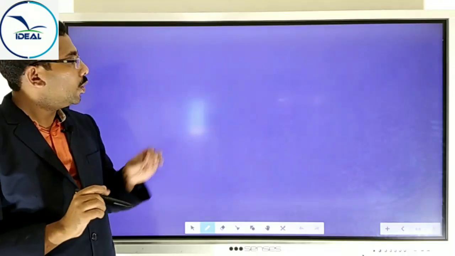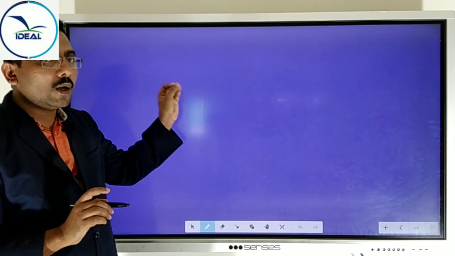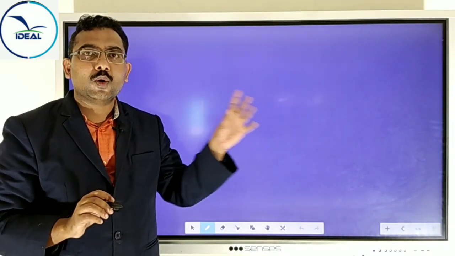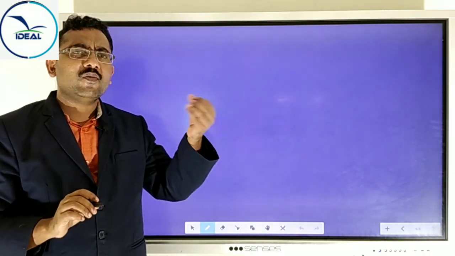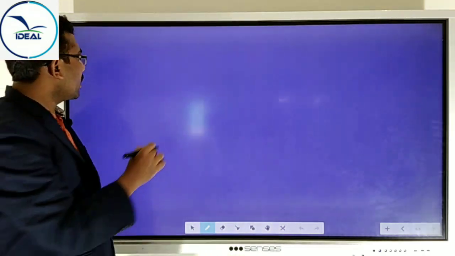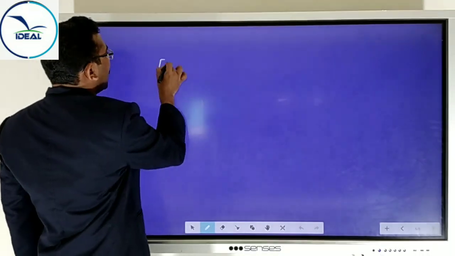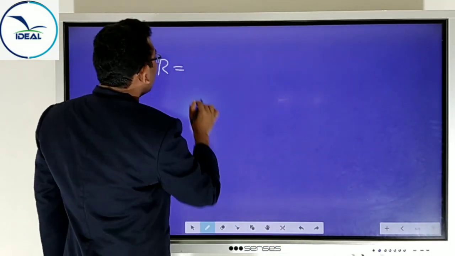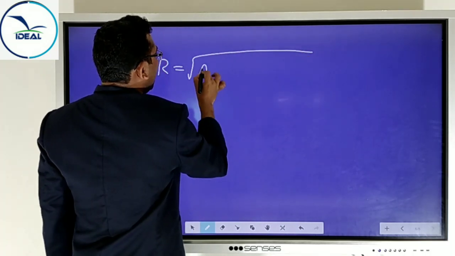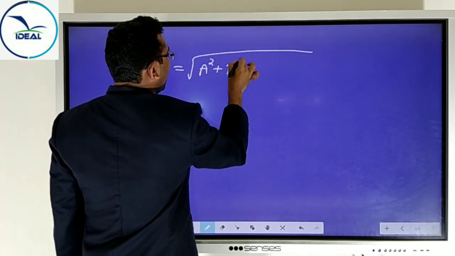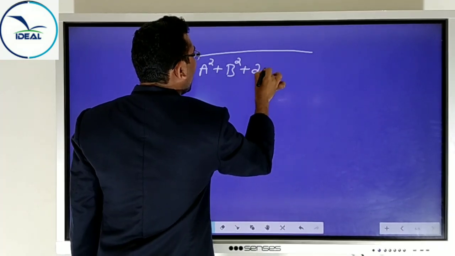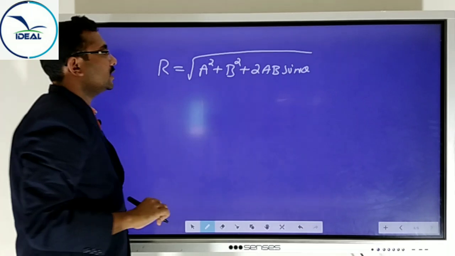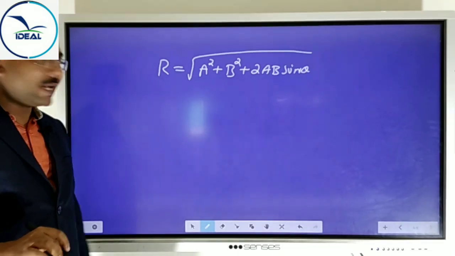This is a question. You have two vectors A and B making an angle theta. Find the magnitude and direction of the resultant. Then you derive the equation R equals root of P square plus Q square plus 2PQ cos theta. If you are given A and B, then use the symbols A and B. Then we get R equals root of A square plus B square plus 2AB cos theta. Whatever notation is given, we use that notation in the answers.